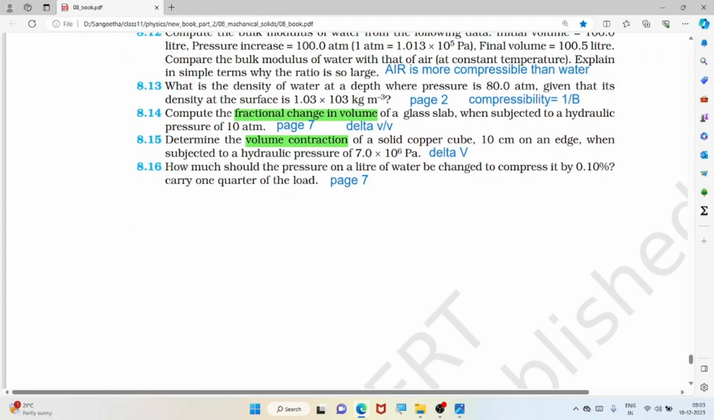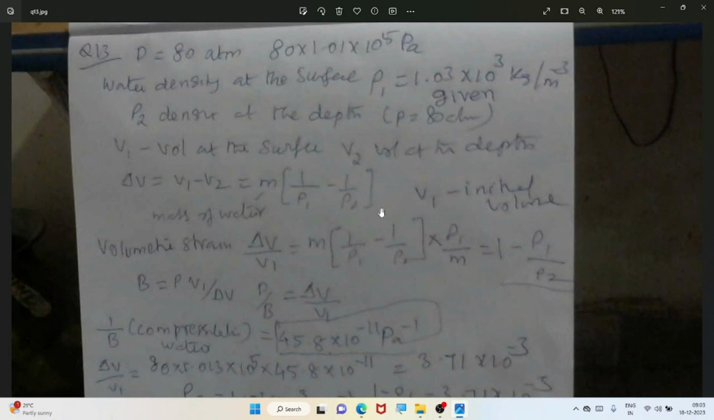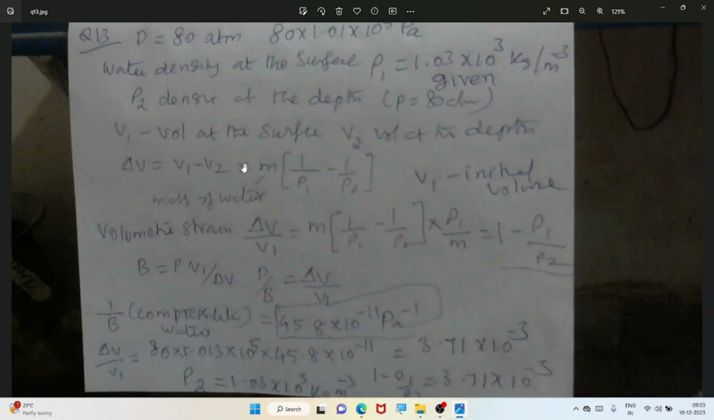What is the density of water at the depth where the pressure is this much? Given the density at the surface. Compressibility is 1 by bulk modulus. Pressure at 8 atmospheric pressure, this is converted into Pascal. Water density at the surface they have given. Density at the depth we have to find out. Assume volume at the surface. Mass by volume equal to density, so volume is mass by density. Okay, change in volume, initial minus final.